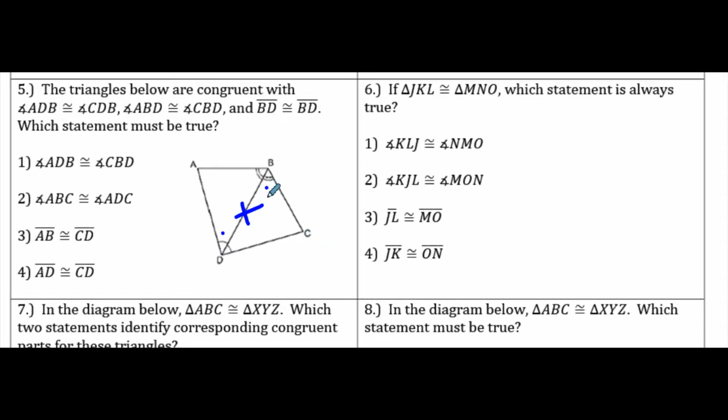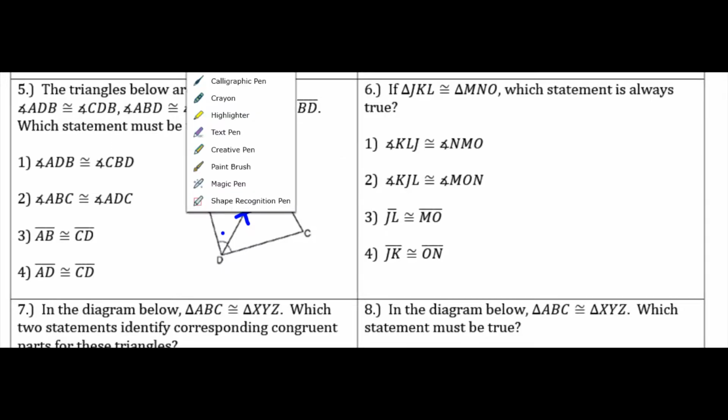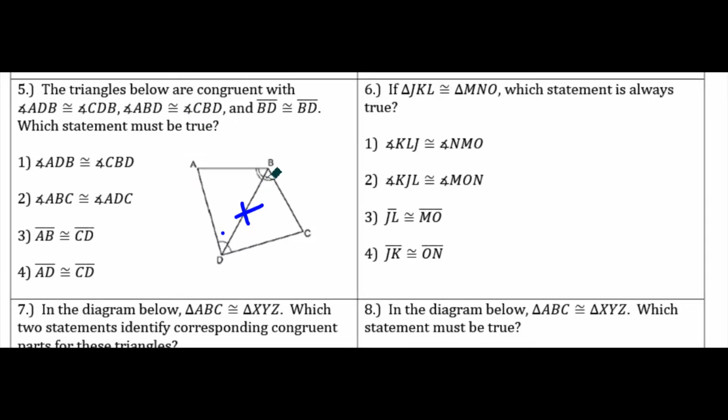That's not true because see how it has a single marking and then has a double? That means those angles are not equal to each other, so that doesn't work. Okay, so let's keep going. Choice 2, angle ABC. Now this whole entire angle, congruent to angle ADC, this whole angle. Well, that wouldn't be true either because this is double markings and these both have single. If I add them together and add them together, they're going to be different angle measures, so that doesn't work. Okay, so let's get rid of that.